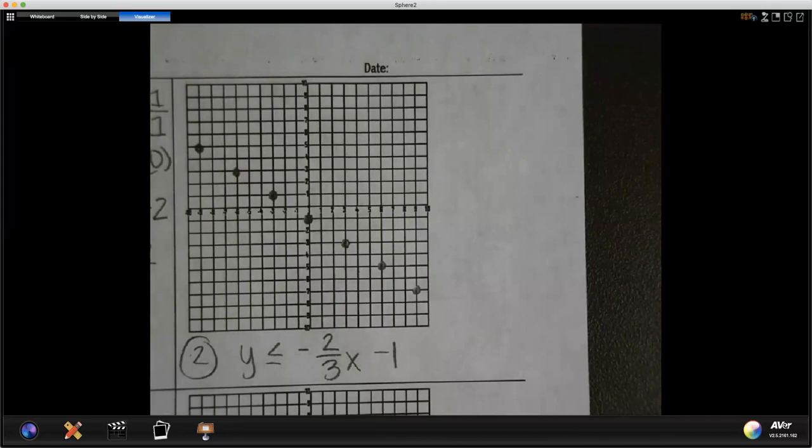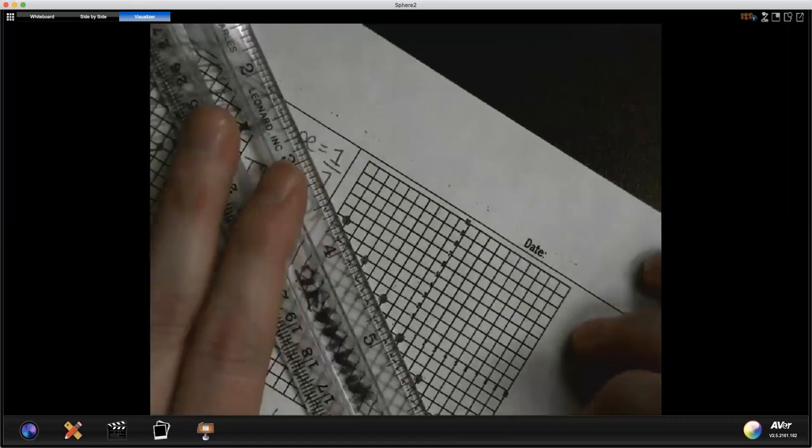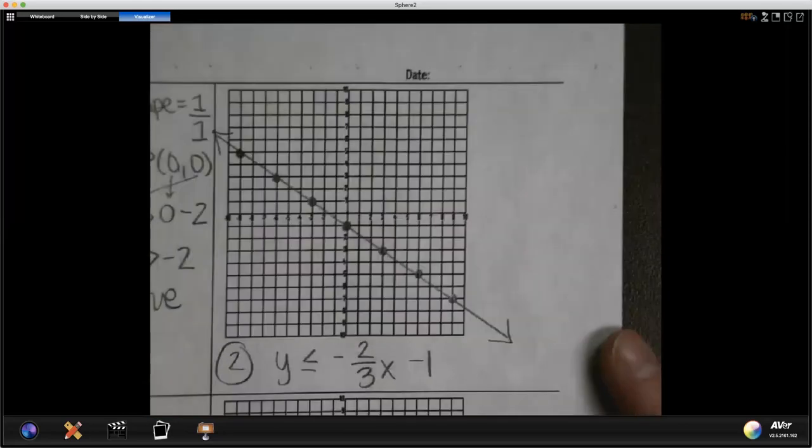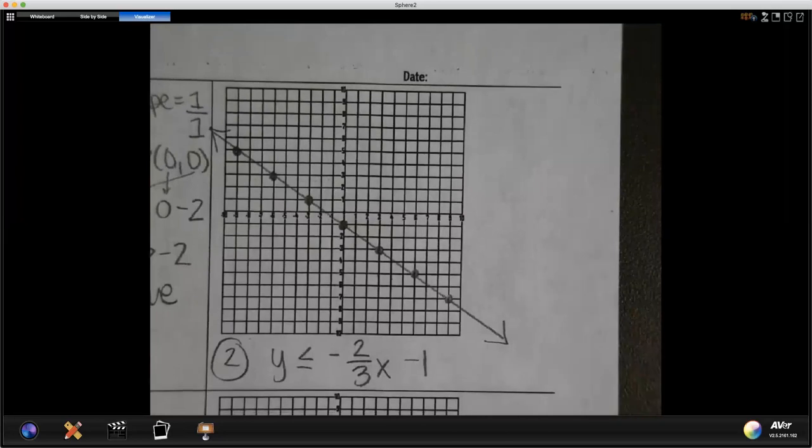Should this be a solid or dashed line? This should be a solid line. Good. Oh, I should pass out the ruler, sorry. Remember, there needs to be arrows on the end. I'll pass out the ruler here on the next problem.